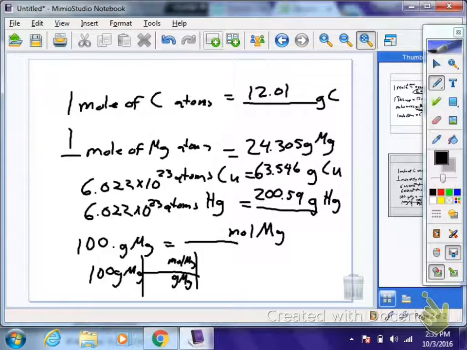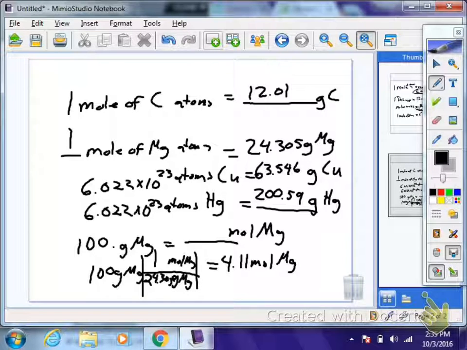What numbers go in there? What goes down here? Whatever's on the periodic table, 24.305. And then what goes up above? 1. I divided out and I got my answer. So that's basically a little over 4 moles that I have. I go 100 divided by 24.305, and I get 4.11 moles. I've counted atoms, but I left it in moles.